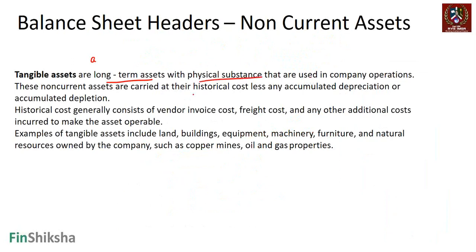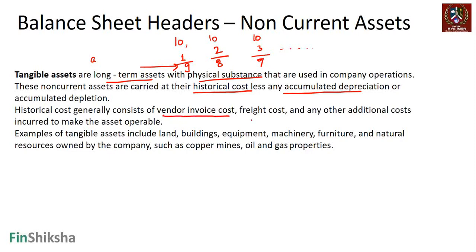These are non-current assets, carried at the historical cost less any accumulated depreciation, right? So if you buy something for 10 lakhs and every year the depreciation is 1 lakh, first year you will see the value as 9, second year accumulated depreciation will become 2, third year accumulated depreciation will become 3, and so on and so forth. So they are carried at this value, historical cost minus any accumulated depreciation, the total value lost till now.